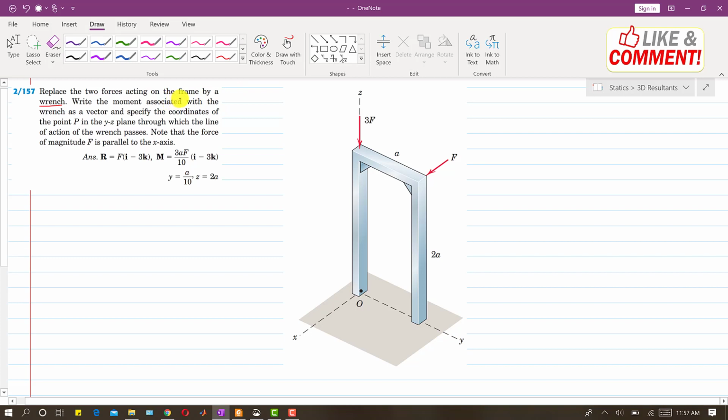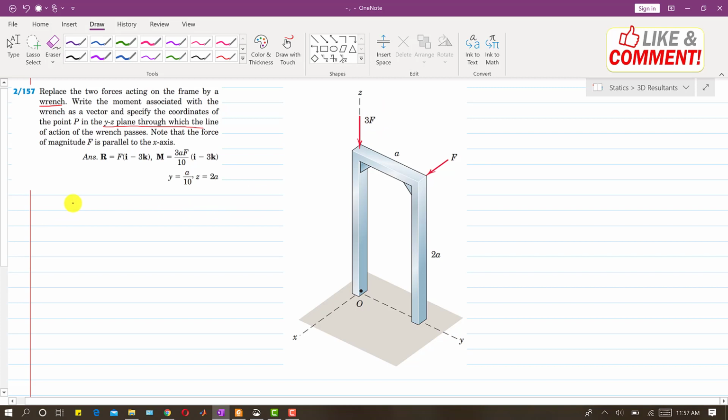So we have to represent that moment which is associated with the wrench as a vector, and it is also said that specify the coordinates of the point P in the YZ plane through which the line of action of the wrench passes. Note that the force of magnitude F is parallel to the x-axis. It is said that this force F is parallel to this x-axis, right? And this 3F force is parallel to the z-axis, which is shown here, right?